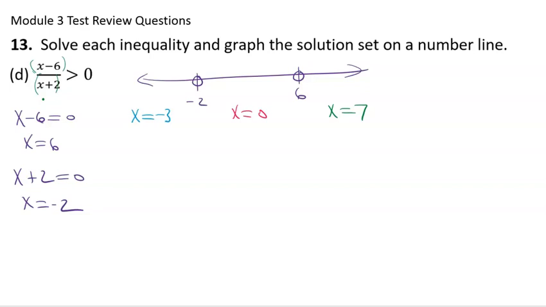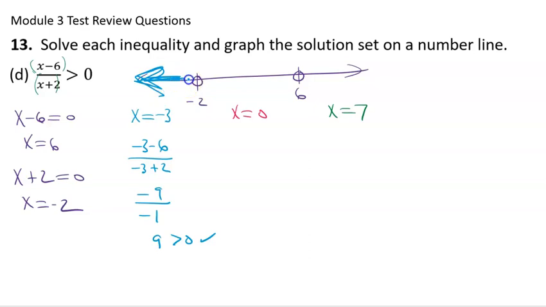So if I take -3 and plug it in the top, I'm going to do it the long way first. If I plug in -3 in the top, that's -3 minus 6 divided by -3 plus 2. -3 minus 6 is -9, right? -3 plus 2 is -1. -9 divided by -1 is +9. Remember what we're trying to do, we're trying to see if it's greater than 0. Now that's true, right? So I'm going to shade it in.